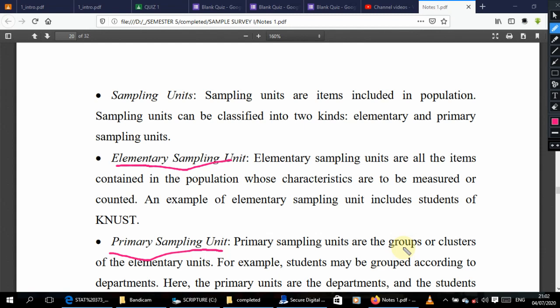So probably your survey wants to look at performance on departmental levels. Then your samples will be departments. All right, the sampling units will be the departments. So take note of that.